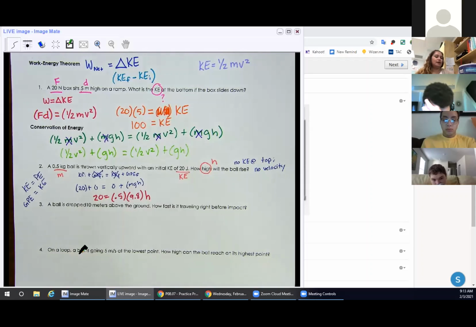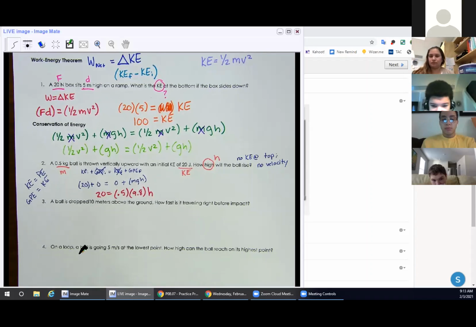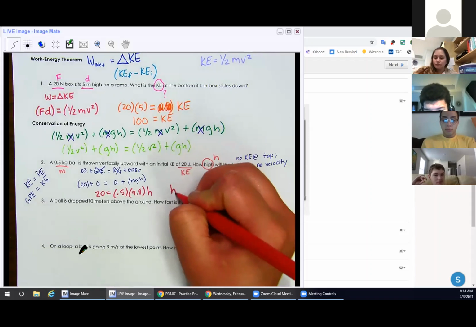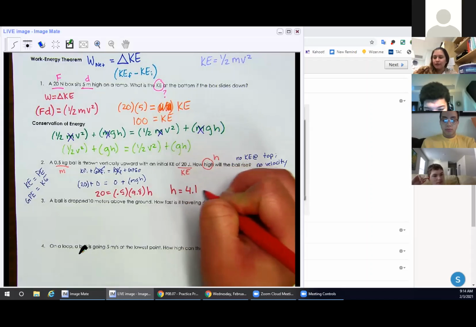Do you know what to do now? Yeah, you multiplied the 0.5 and the 9.8, and then the h is attached to that, so then you divide by the 20. Yes, perfect. So you should get your height to be 4.1 meters.